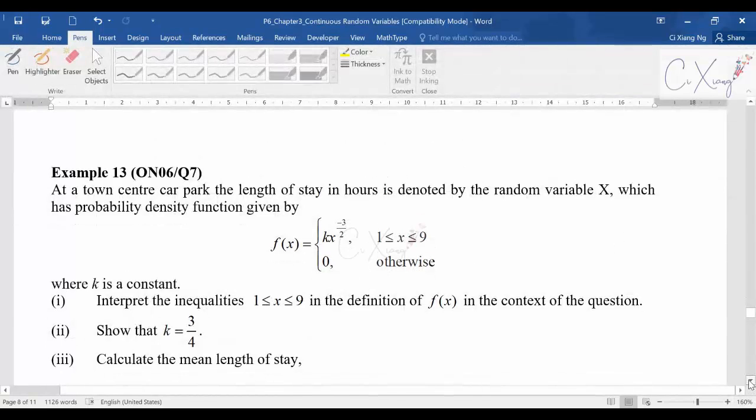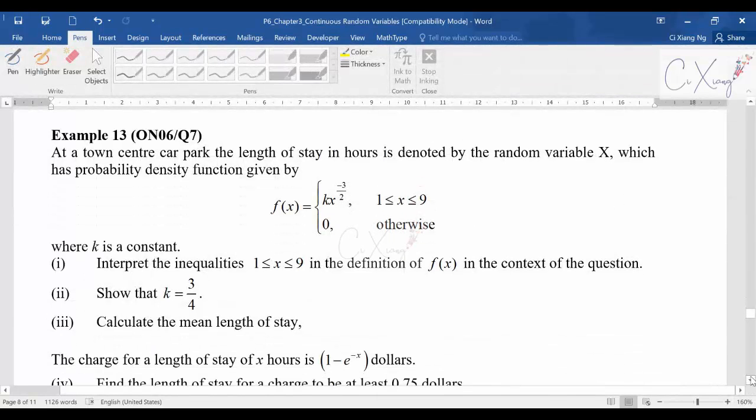Okay, so for example 13, if you try to read the question, what are they talking about? They are talking about the length of stay at the town center car park, the length of stay in hours. So X is in terms of hours, in the unit of hours. Then this is the function that they have. And then X is from 1 until 9. That means minimum they will stay for 1 hour, maximum stay for 9 hours.